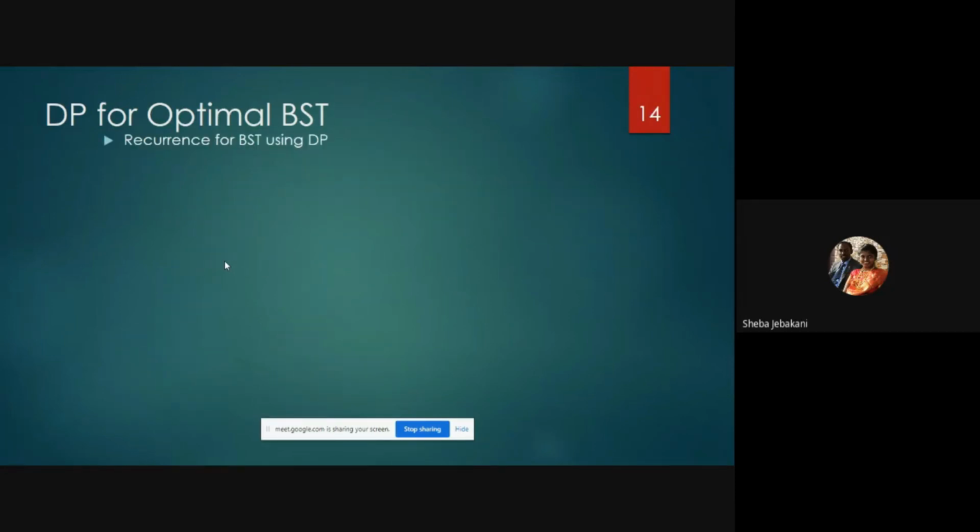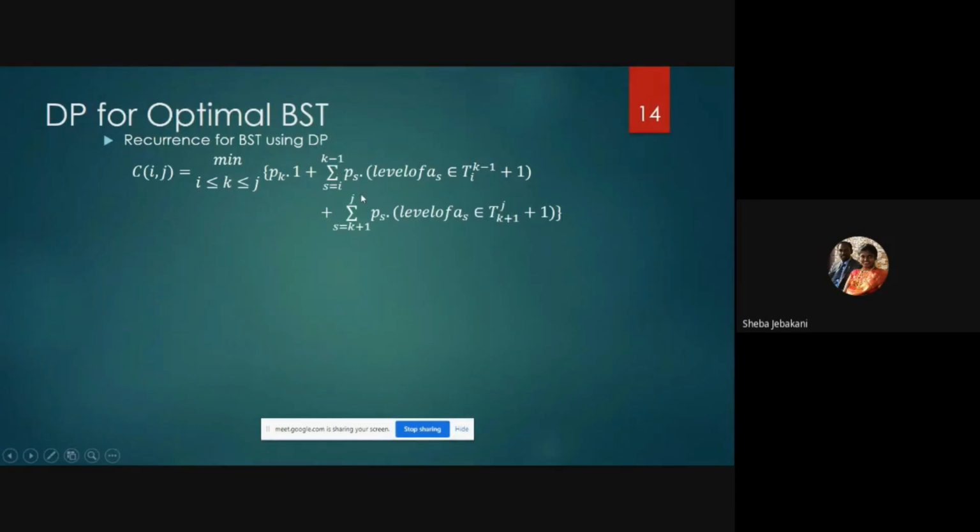So the recurrence for the optimal binary search tree using dynamic programming is basically this particular formula. For the first node, the number of comparisons is 1. That is the root node, number of comparisons is 1. And we take the number of comparisons with the probabilities for the left subtree and then for the right subtree. Adding all this, what will be the minimum value is what we have to get. This is the main recurrence that we have. So we are just going to derive it to come to a minimum value.